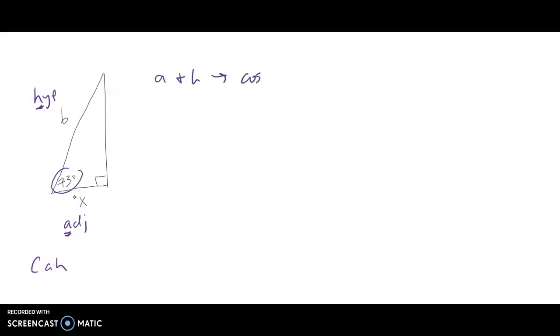And then when I set this up, I always take the sine, cosine, or tangent of an angle. So the cosine of 73 is equal to what is adjacent. Well, I'll write it A over H. So now I'll write it out with numbers. Cosine of 73 is equal to what is the adjacent in this case? It's x. And then we're dividing by the hypotenuse, which is 6.